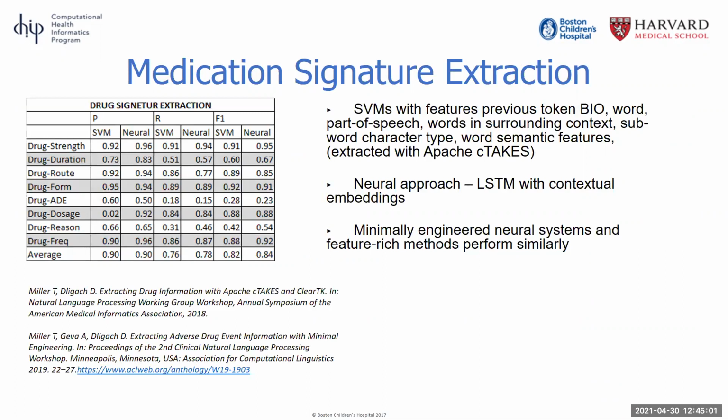So we experimented with support vector machines, which is a feature-rich method, and also neural approaches. The neural approach was an LSTM. It was a pre-BERT non-transformer method. There is a 2-point difference between the feature-rich support vector machine method and the neural approach.